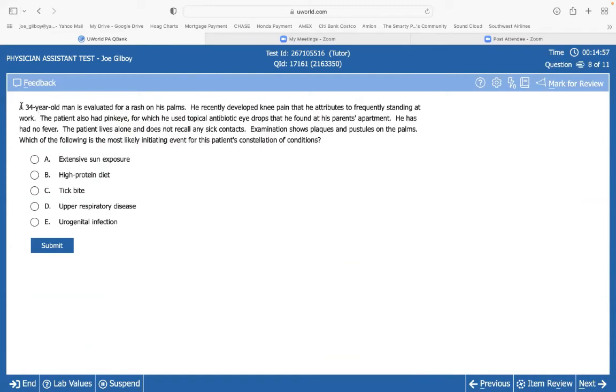I got a 34-year-old man evaluated for a rash on his palms. He developed knee pain, and it says he stands at work. So you're going, okay, so he's got a rash and knee pain. He also has pink eye, and you're like, oh, what the heck? This guy sounds like a garbage can. We got everything in here. For which he used topical antibiotics that he found in his parents' apartment. Okay, stop and just look at him. He's got a rash on his hands, telling you that his knee hurts and his eye problem. He's had no fever, lives alone. All you see is, okay, these are pustules.